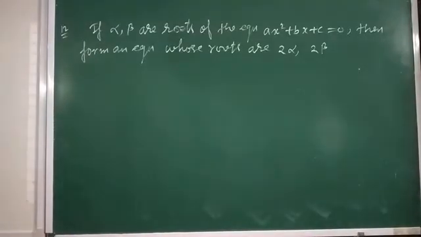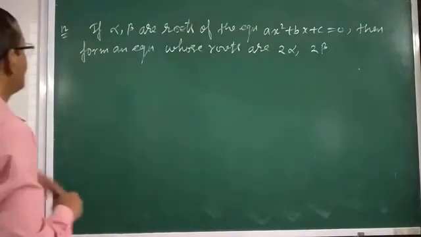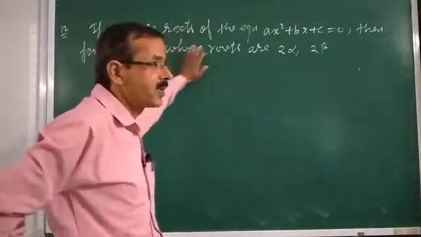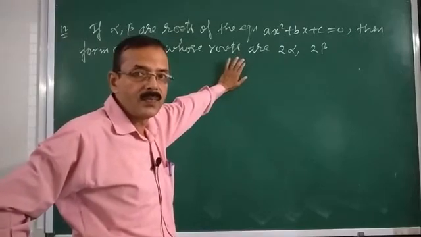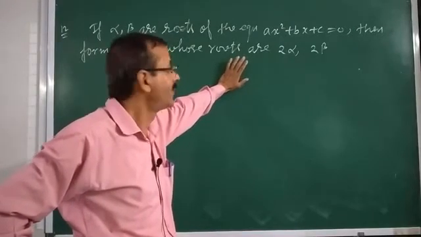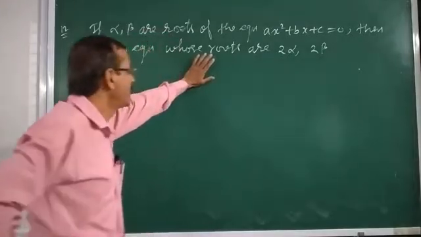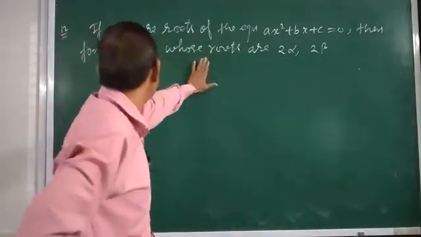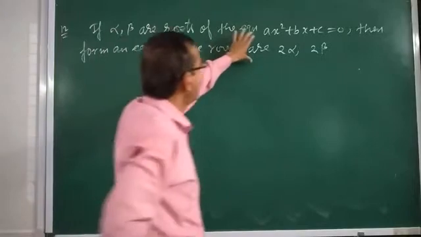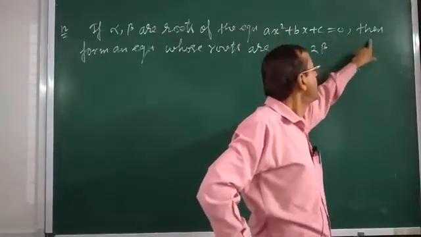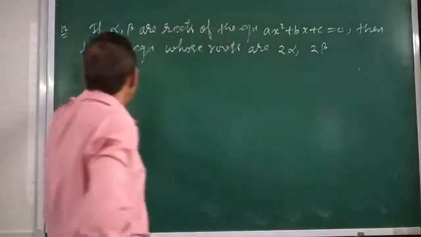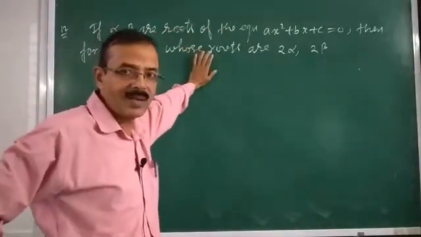Now students, question number 12 of exercise 6.4. Can you do this question? Yes, you can do it. There is no doubt in this question. If alpha, beta are roots of the equation x square plus bx plus c is equal to 0, then form an equation. यहाँ भी एक इक्वेशन बनाना है.